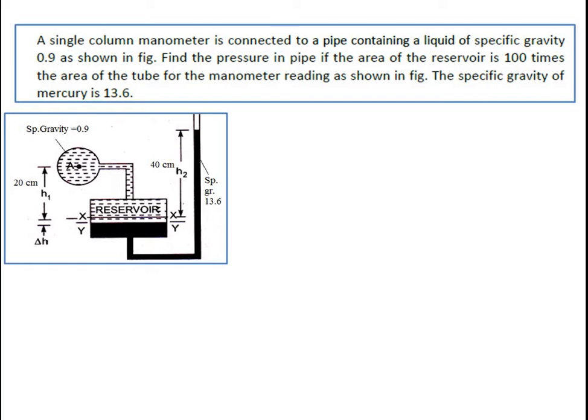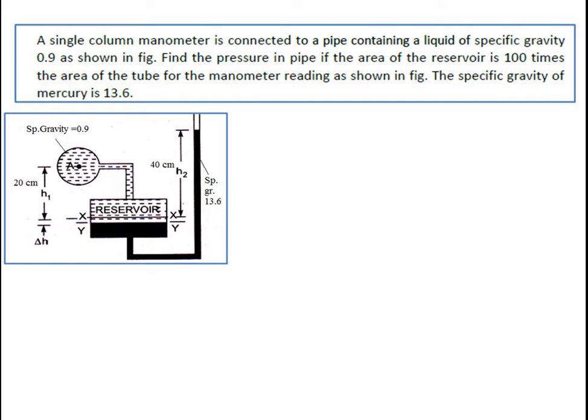The fluid filled inside the container has a specific gravity of 0.9. So can you tell me its density? Its density is 900, because specific gravity is the density of the fluid divided by the density of water, and the density of water is 1000. That's why the density of the fluid inside container A is 0.9 into 1000, which is 900. H1 is the height of the reservoir, and delta H is the change in height.